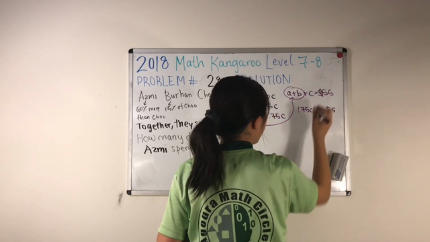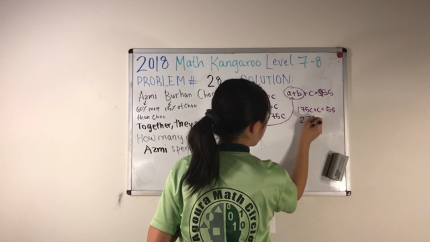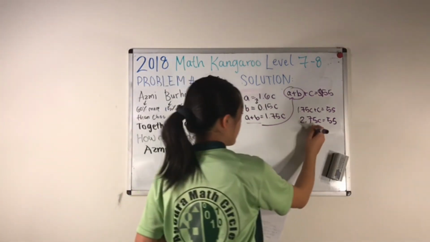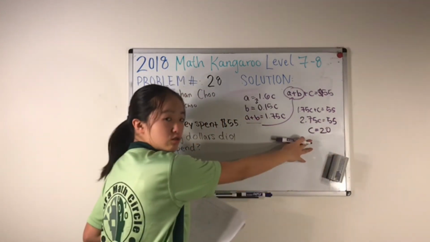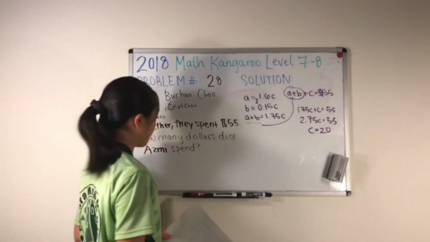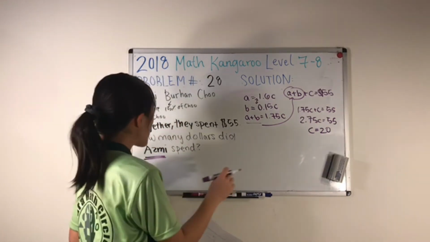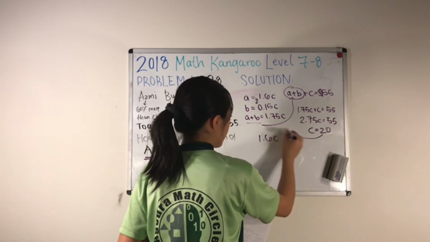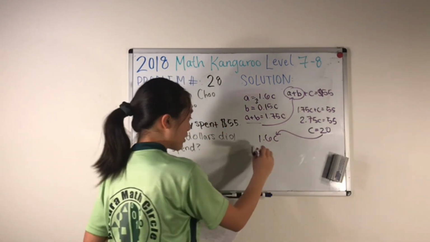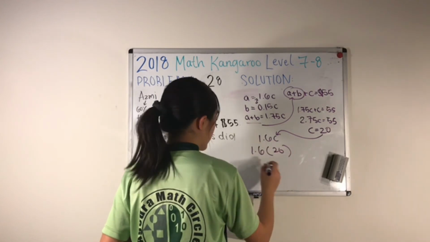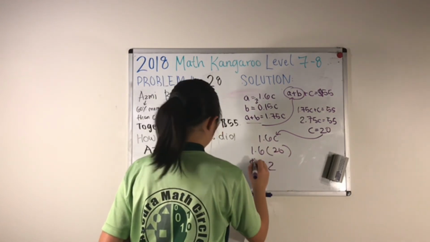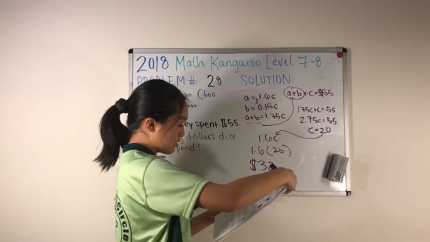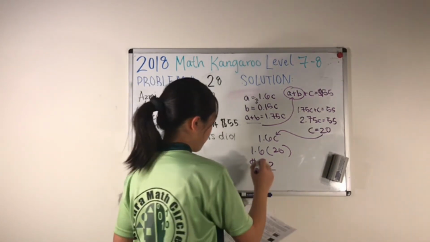And with that, we know that 2.75C is equal to $55. That means that C is equal to 20. Now we know that Chu spent $20. With the amount Chu spent, we can find how much Azmi spent. Azmi spent 60% more than Chu, so he spent 1.6 times C. We can substitute in C here, and that means Azmi spent 1.6 times 20, which is $32. Which gives us the answer of letter E.